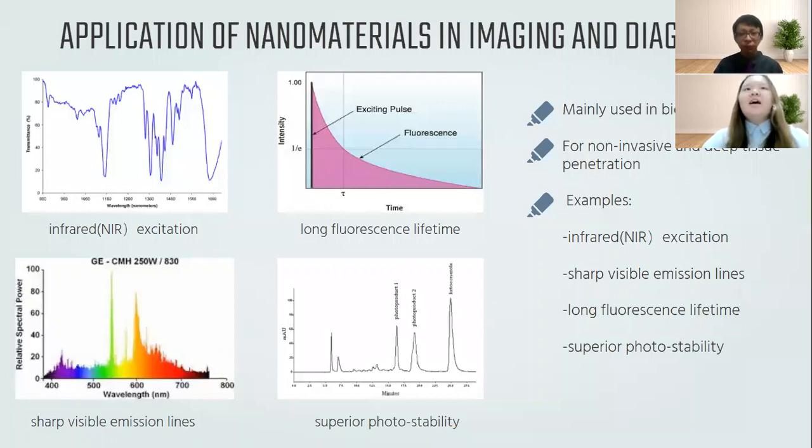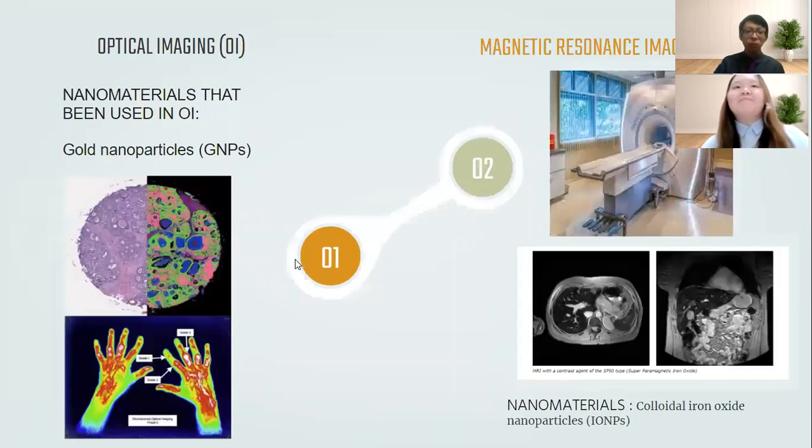So in medicine, nanomaterials are widely used in imaging and diagnosis, or we can call it the bioimaging field. Nanomaterials are used for non-invasive and deep tissue penetration. Examples of images produced by nanomaterials are infrared excitation, short visible emission lines, long fluorescence lifetime, and also superior photostability. The examples of imaging that require nanomaterials are optical imaging and magnetic resonance imaging.